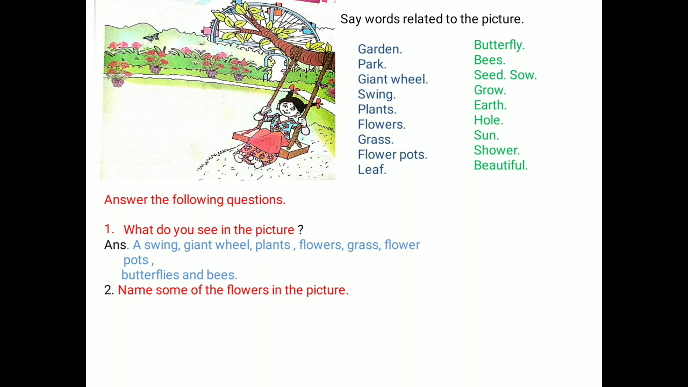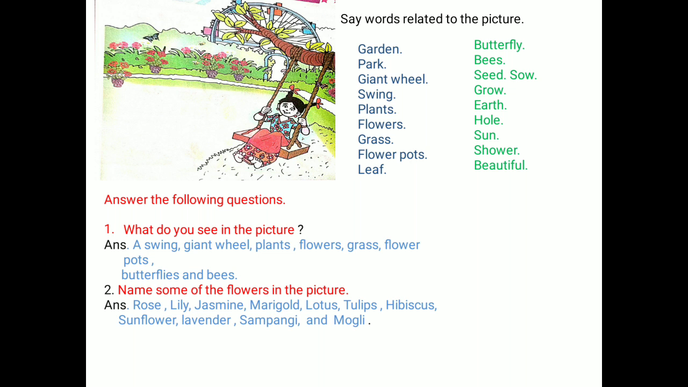Okay. Next question for you. Name some flowers in the picture. I don't know, sir. Okay. Answer for you. Rose, lily, jasmine, marigold, lotus, tulips, hibiscus, sunflower, lavender, sampangi, and mogili. Very good.